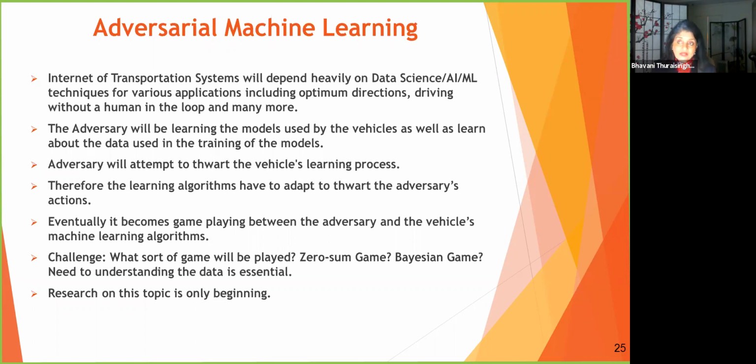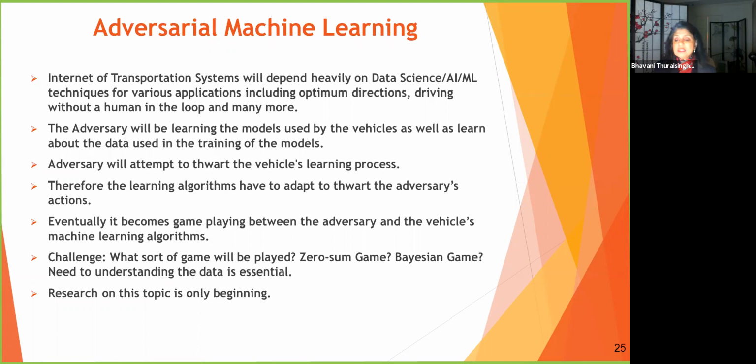So we have this adversary, right? The adversary is going to learn all the AI models used by the vehicles, as well as learn about the data being used to train the models. It could try to poison the data. It could try to thwart the vehicle's learning process. If the adversary is going to poison our data and thwart our algorithms, it's going to be a disaster. So the learning algorithms have to adapt to thwart the adversary's actions.